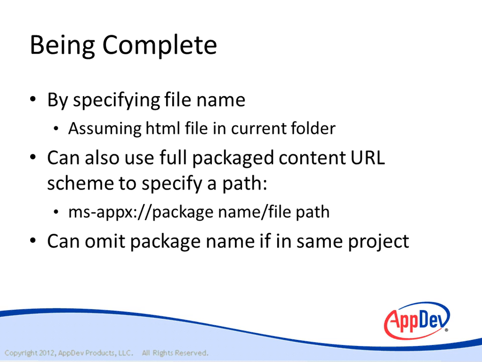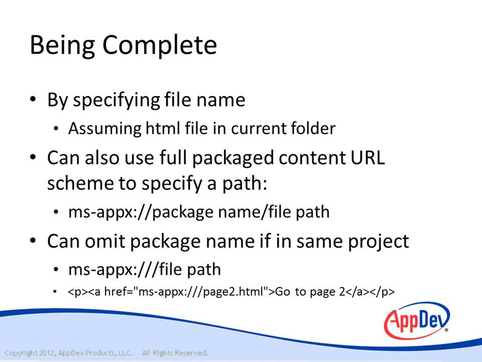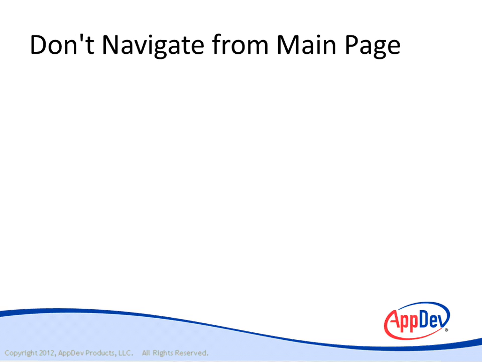You can omit the package name if the file path happens to be in the same project, and you'll end up with an expression that looks something like this: ms-appx:// for the package name, then a slash for the file path. And that reference might look something like this. Of course, that's a little bit redundant because we're not specifying the package name, so why bother with the URL scheme? But it does at least prove the point and show how you can use this.